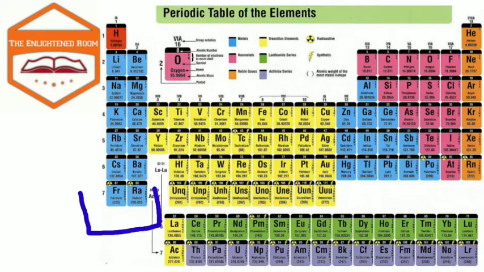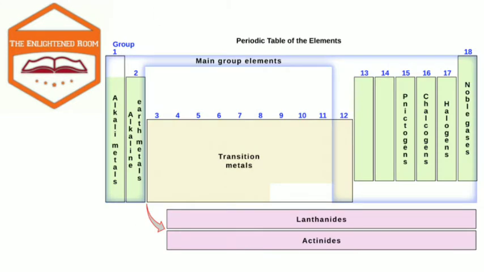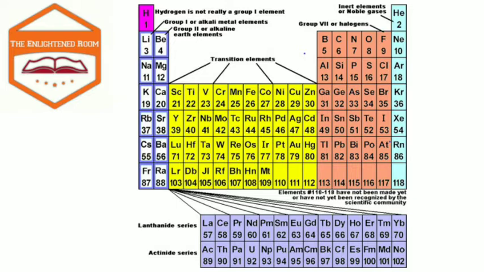Elements of groups 1 and 2 on the left and groups 13 to 18 on the right are called normal, or you can say the representative elements. Elements of group 1 are also called alkali metals, and those of group 2 are known as alkaline earth metals. Now let's talk about the elements from group 13 to 18.